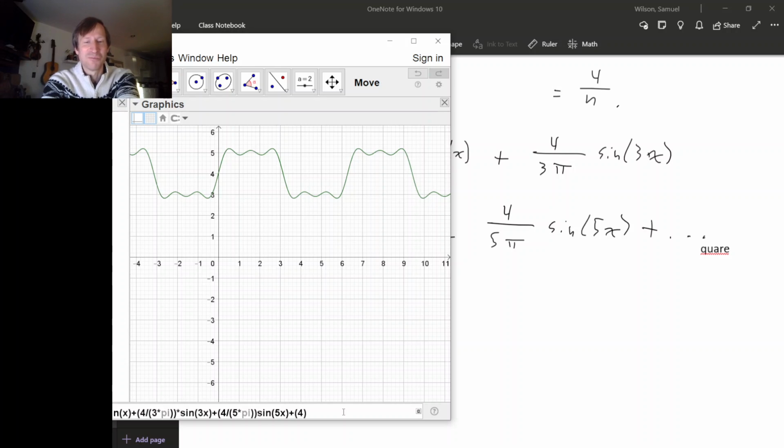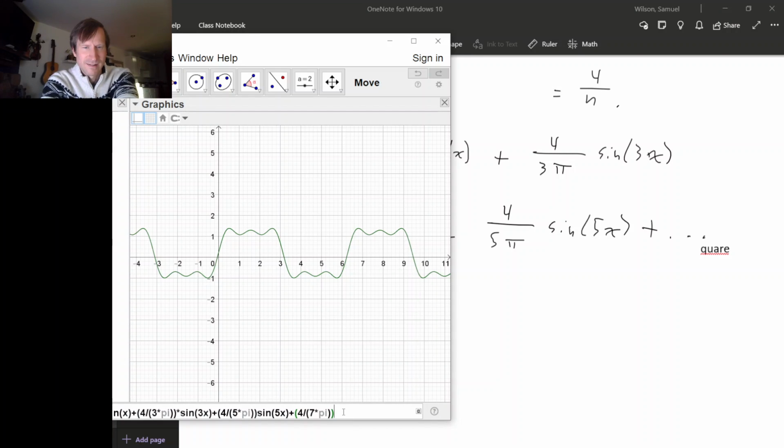So let's do one more maybe. 4 over 7 times pi times sine of 7x. Okay, you can see this is starting to get quite flat on top and quite flat on bottom. Also, the transition from high to low is getting steeper and steeper the more terms we add.